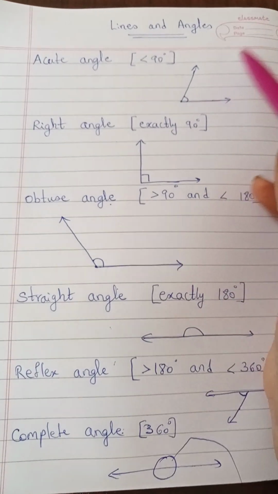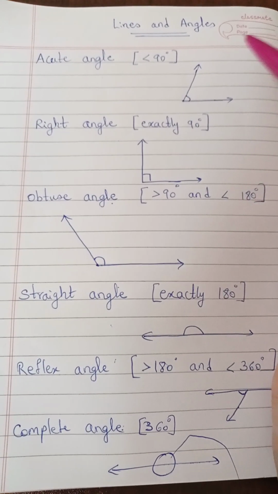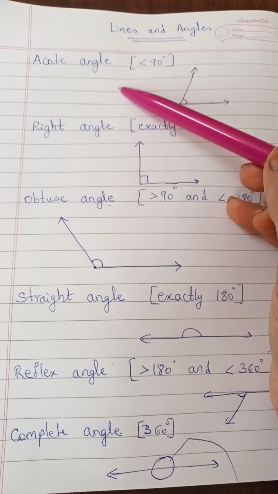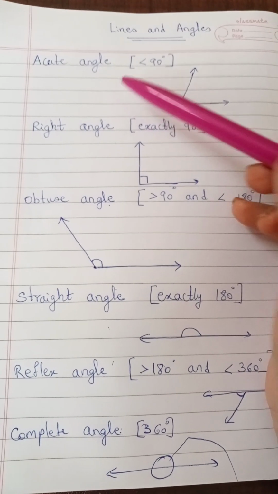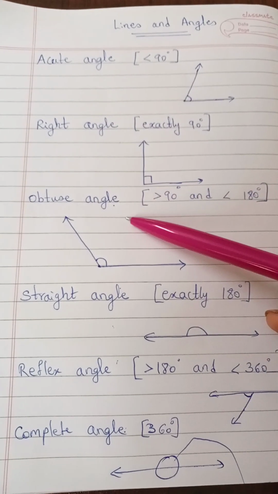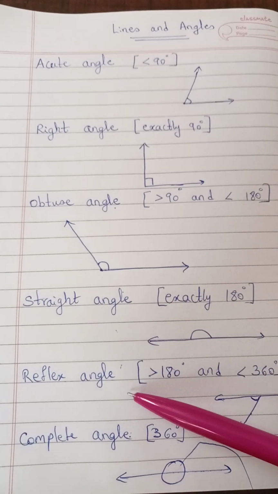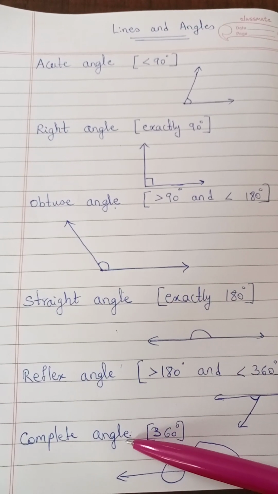Hello everyone. So today we'll start with the introduction part of lines and angles. The different types of angles are acute angle, right angle, obtuse angle, straight angle, reflex angle and complete angle.